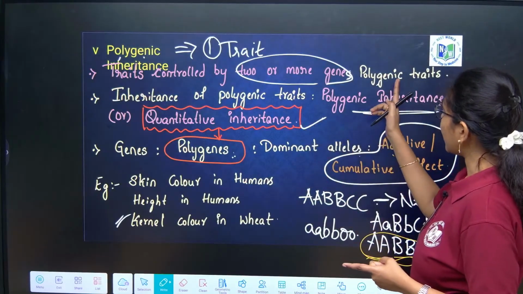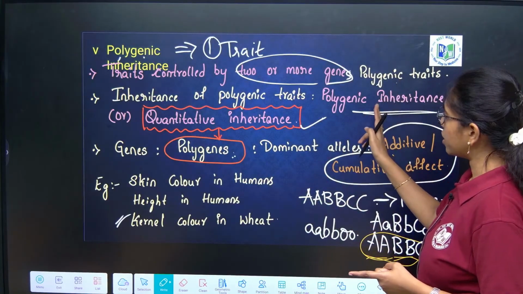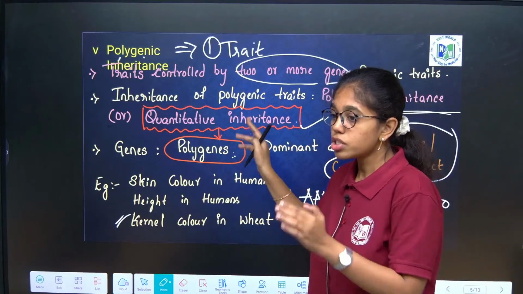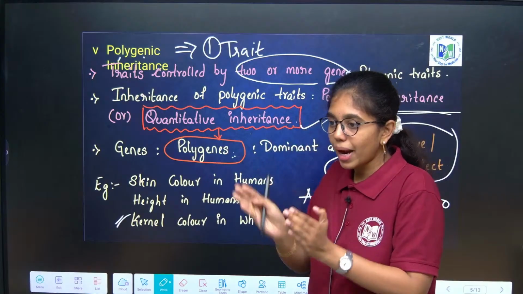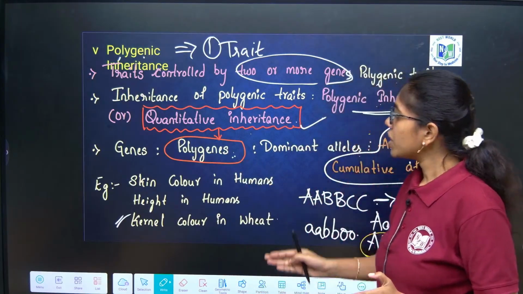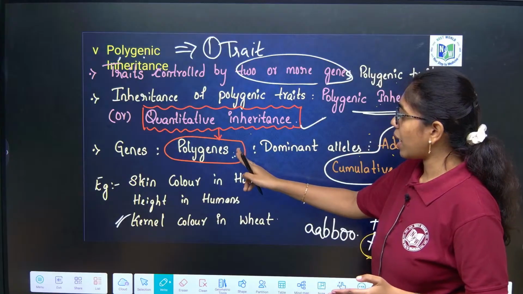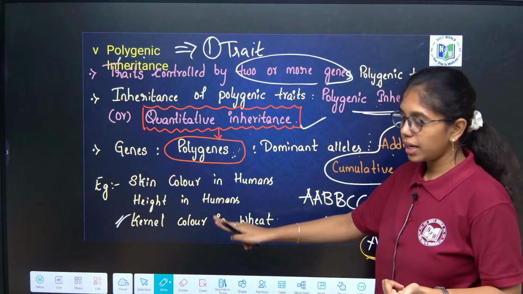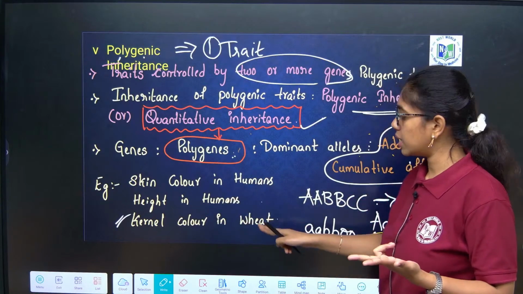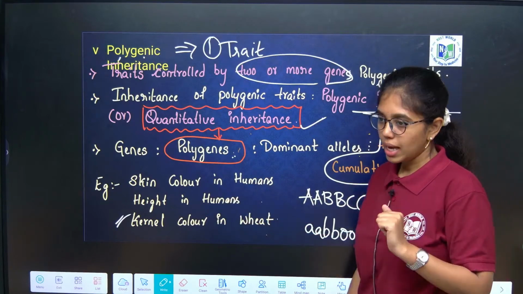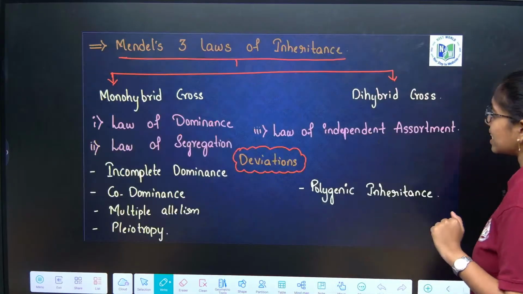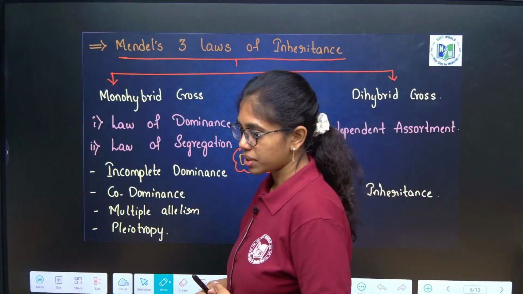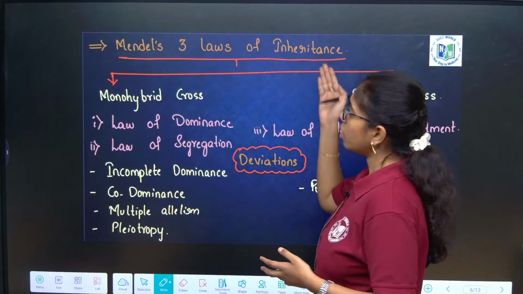Those traits which are inherited this way are called polygenic traits, and this is polygenic inheritance, also called quantitative inheritance, because dominant alleles are showing combined or cumulative effect. The genes which are passed on are called what, beta? Polygenes. Examples include skin color in humans, height in humans, kernel color in wheat. These are the examples. Fine. So this is about polygenic inheritance. Now let us recall quickly once again Mendel's 3 laws of inheritance.